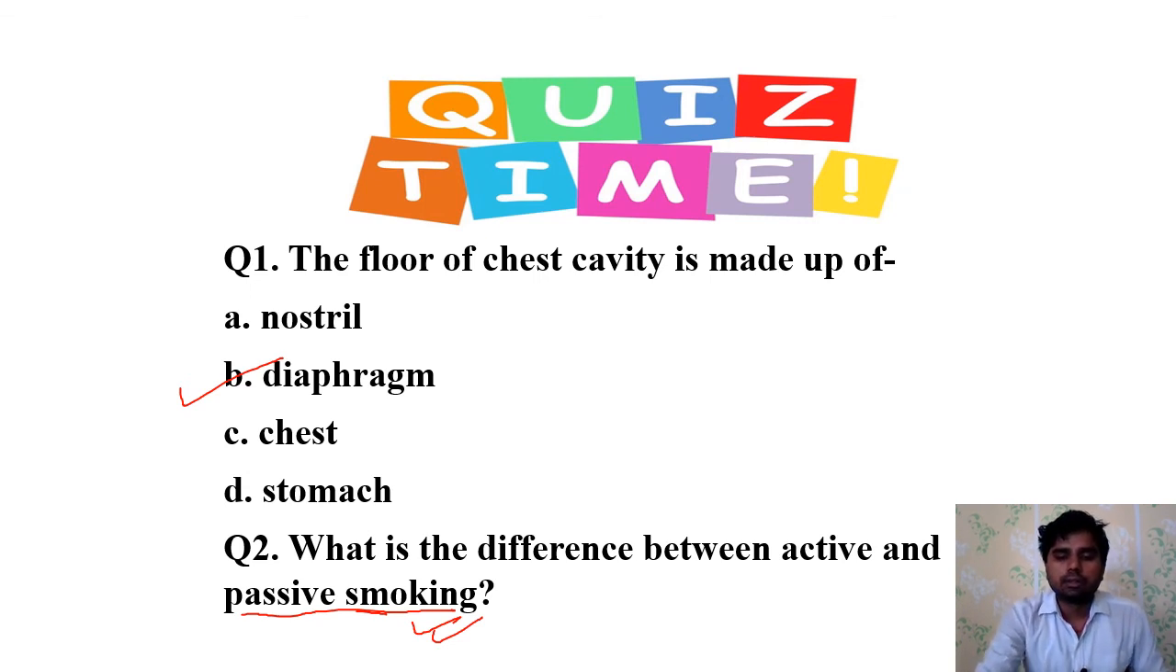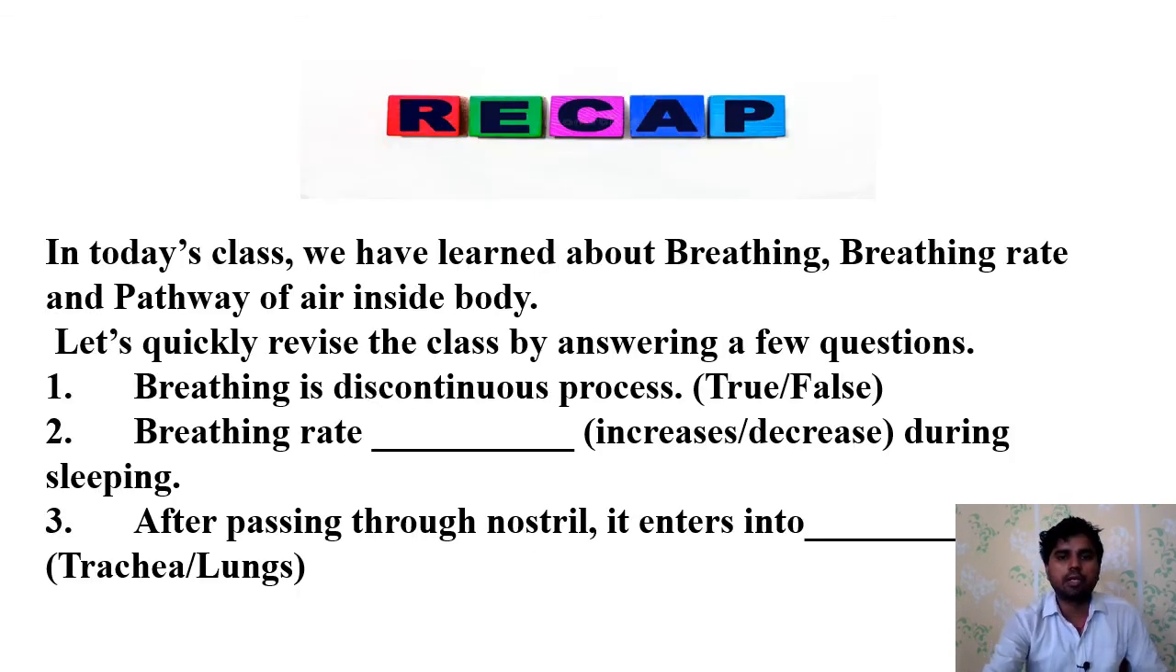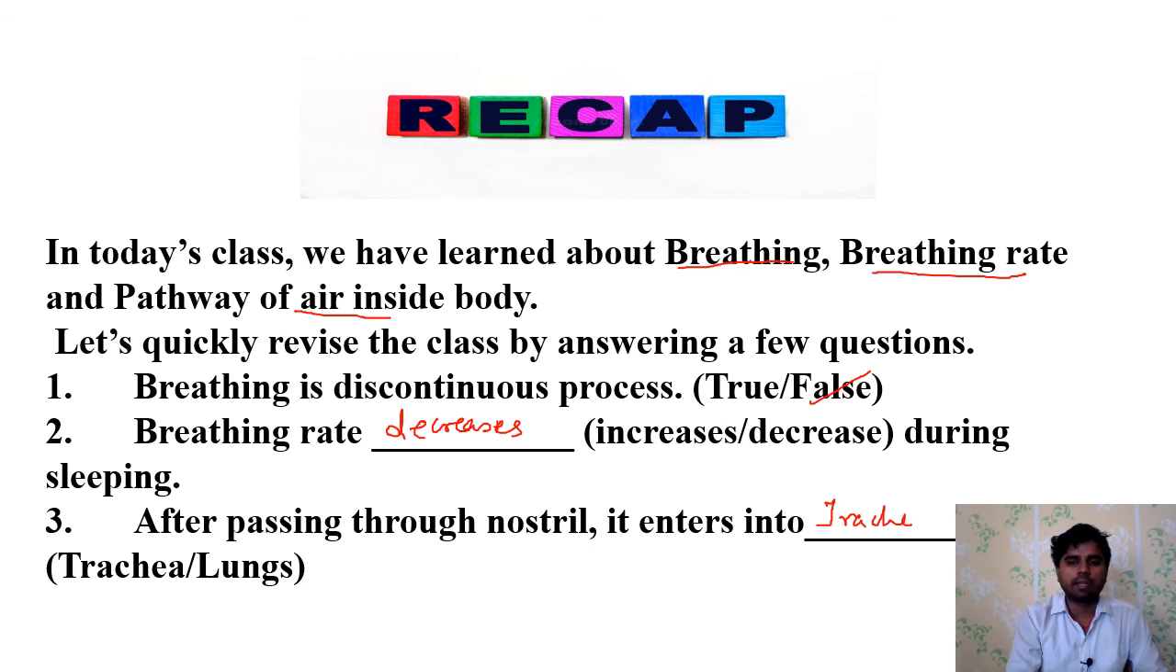Now we are going to recapitulate the things. So we have studied breathing rate and the pathway of air inside our body. Breathing is a discontinuous process. True or false? It is false. It is a continuous process. Breathing rate increases or decreases during sleeping? Yes, it decreases during sleeping. After passing through the nostril, it enters the trachea or lungs? It will enter the trachea. Then it will enter the lungs.